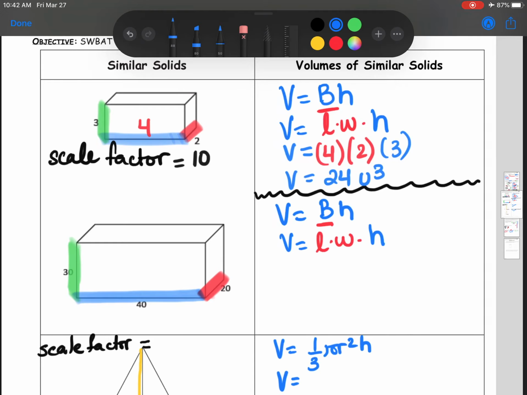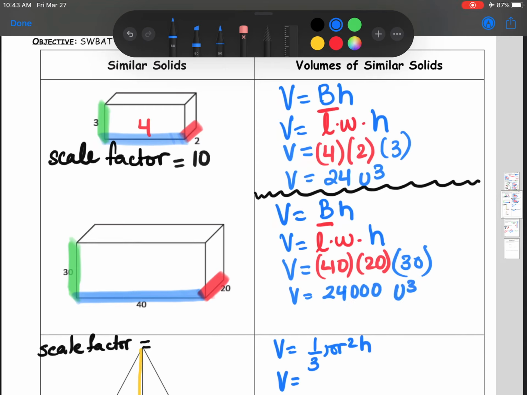So now let's do the next one. Find the volume of the next shape. So volume is, what's my length? 40. This is pretty simple, right? Pretty straightforward. Just substituting in the numbers, and that's basically it. Substitute in and you get volume equals 24,000 units cubed.